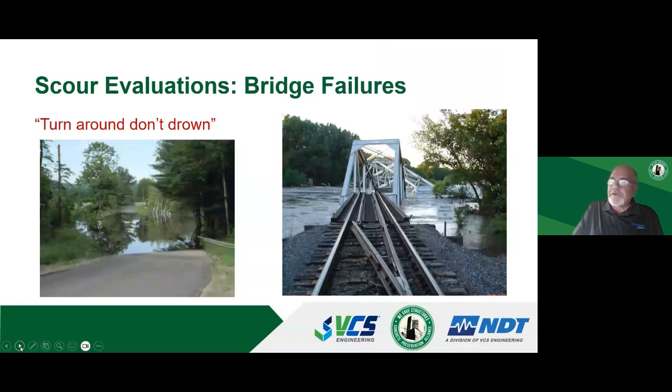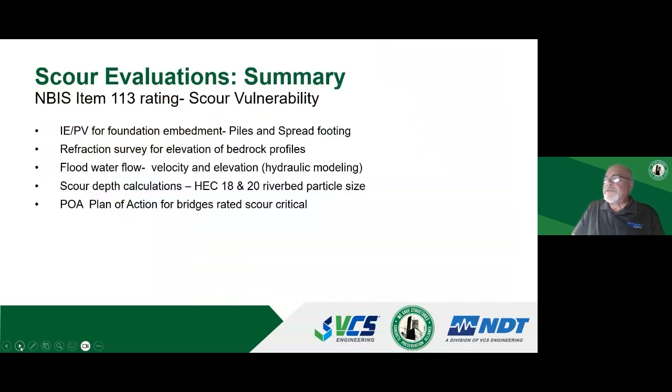But if you see some water on the road and a local bridge or a big bridge, turn around, don't drown. That's a very valid warning, and you never know if the bridge or the abutment or the road has been compromised, and the flow forces from the water can carry cars right away. We see that in flood events all the time. So as a summary, the bridge inspection standards, there's all sorts of items to rate bridges. One is 113, which is scour vulnerability. The impact echo pulse velocity can be used to determine the embedment.